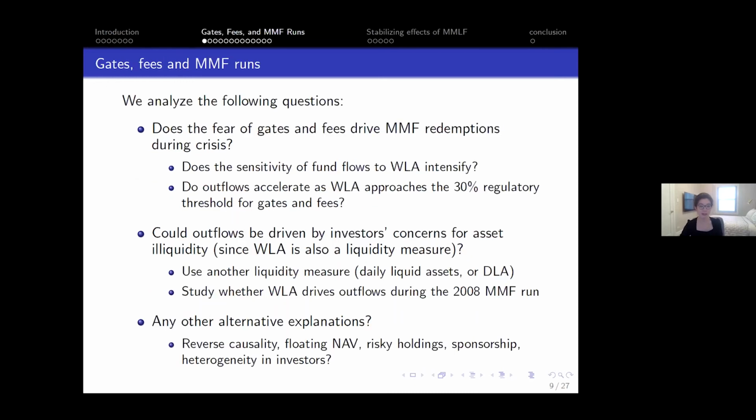Okay, so in the first part of the paper, we focus on the theme of gates, fees, and money market fund runs, and analyze the following questions. Does the fear of gates and fees drive money market fund redemptions during crisis? Could outflows be driven by investors' concerns for asset illiquidity, since WLA is also a liquidity measure, and asset illiquidity has been shown to drive redemptions of fixed income mutual funds? And also, are there any other alternative explanations?